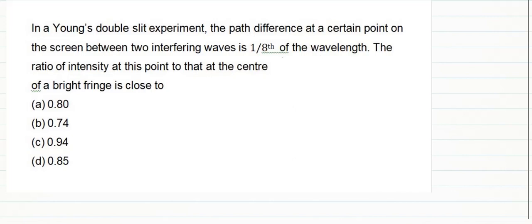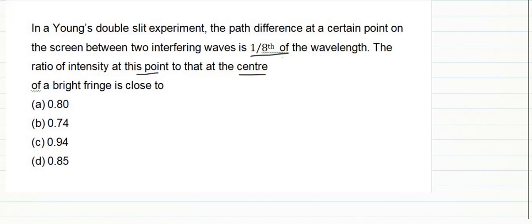The question is: in Young's double slit experiment, the path difference at a certain point on the screen between the two interfering waves is 1 by 8th of the wavelength. The ratio of the intensity at this point to that at the center of a bright fringe is close to 0.80, 0.74, 0.94 or 0.85. So in this question, you have to find the ratio of the intensity between the point where the path difference between the two interfering waves is 1 by 8th of the wavelength, and the center.